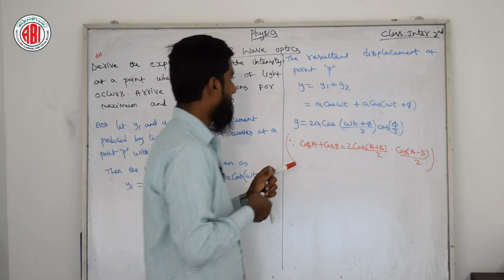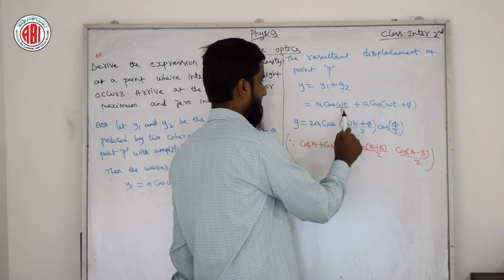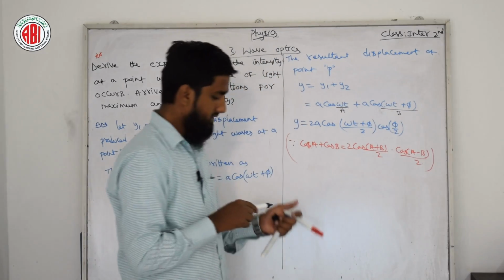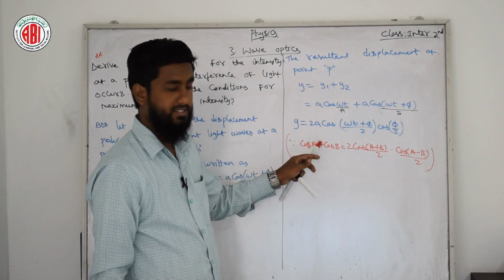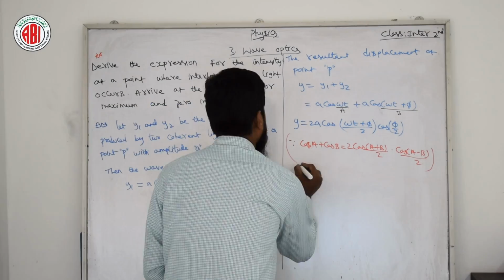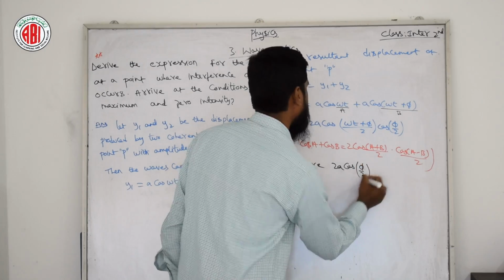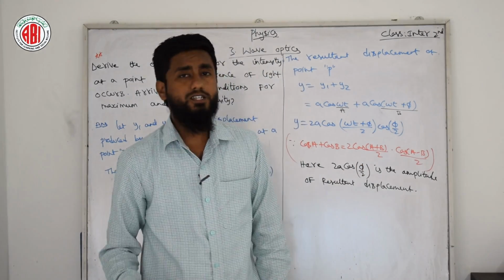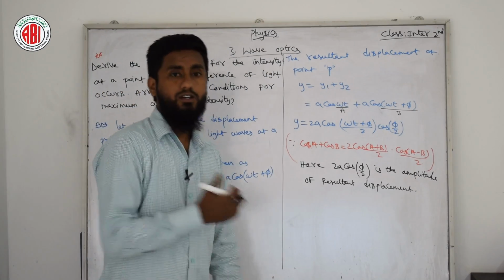So we may consider this part as a, and this completely as b, and after doing that we may get this, okay. Now here 2a cos phi by 2 is the amplitude of the resultant displacement, isn't it? So till here you can copy, after that we are going to continue with the next part, okay.